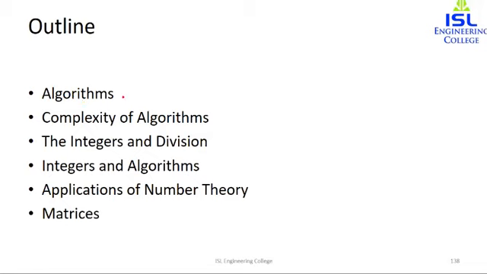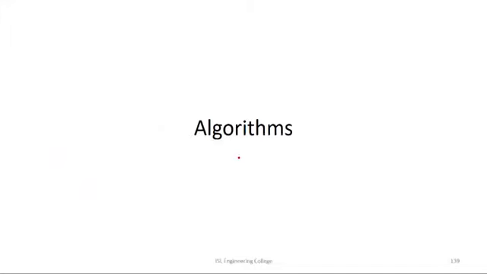Now in this part we will study algorithms, which you already have a general idea about. Then the next thing is complexity of algorithms, integers and division, integers and algorithms, applications of number theory, and matrices. So this is part 2 of Unit 1 only. Now the next thing is algorithms. So why do we need algorithms in discrete mathematics?